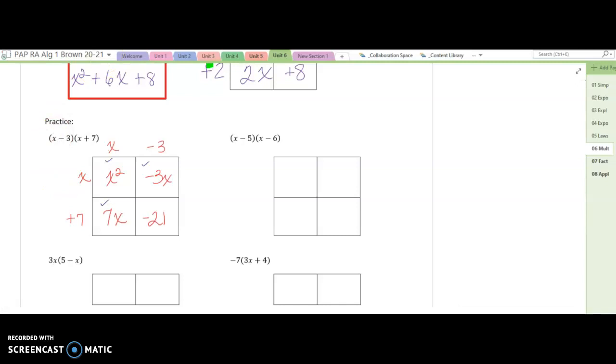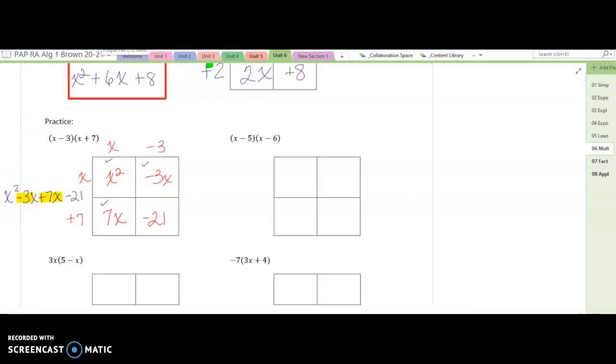Fix this. And do that again. I'm going to move it right here. x squared minus 3x plus 7x, and that's a minus 21. Okay, so my like terms are the negative 3x and the positive 7x.